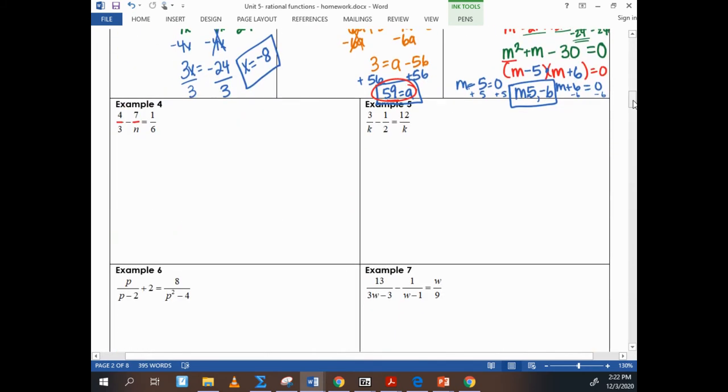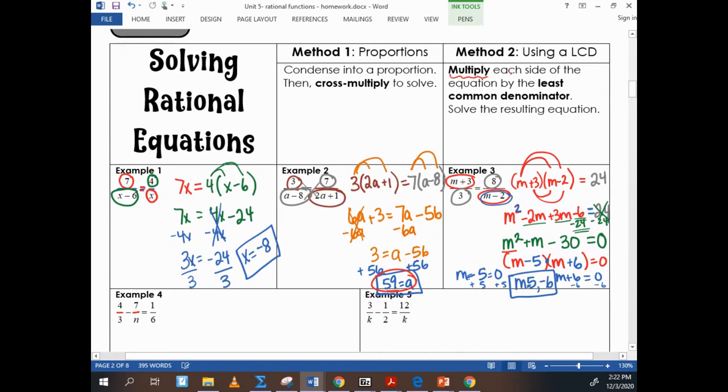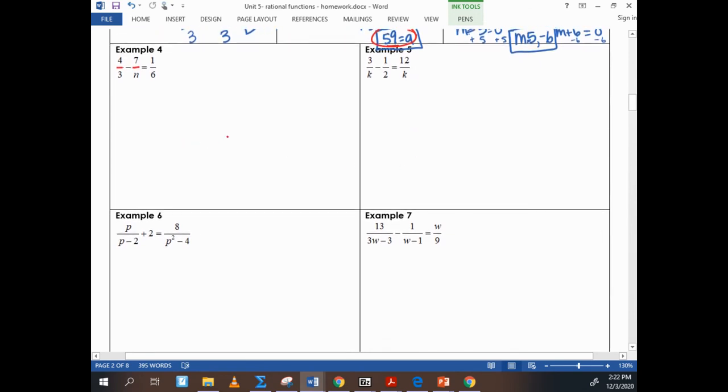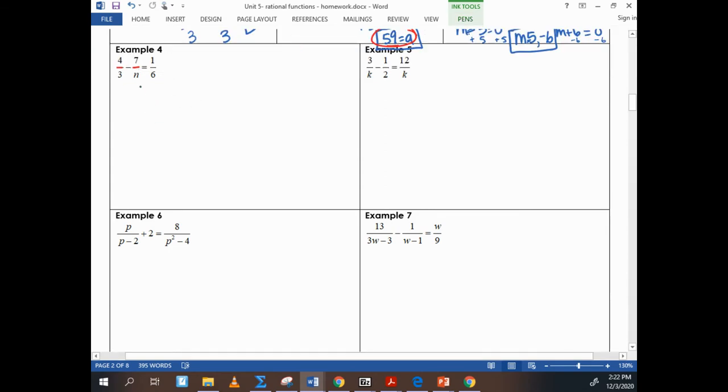Let's scroll back up here. Whoops. So the second method says we're going to multiply each side. I'm just going to tell you, you want to multiply every term in the equation by the least common denominator. Now this should look very familiar to you. Least common denominator was what we worked with a lot last unit. Hopefully you're getting pretty good at finding it. Basically, it's the smallest number that you can divide by all your denominators.